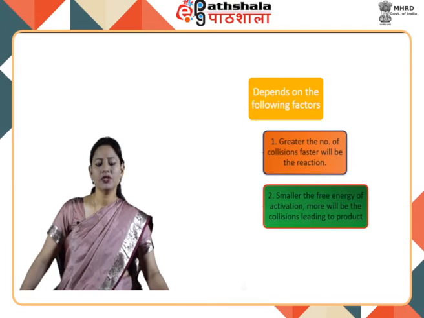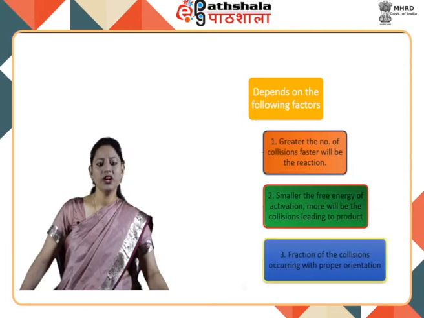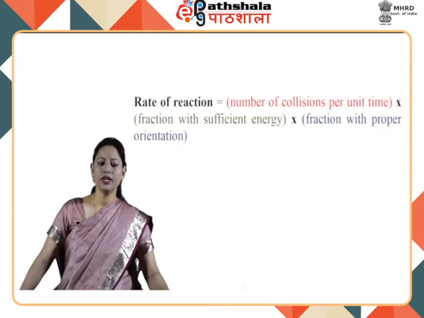Second, the fraction of collisions that occur with sufficient energy to overcome the energy barrier of the reacting molecules. The smaller the free energy of activation, the more collisions will lead to product formation. Third, the fraction of collisions occurring with proper orientation. So, the rate of reaction equals the number of collisions per unit time multiplied by the fraction with sufficient energy multiplied by the fraction with proper orientation.